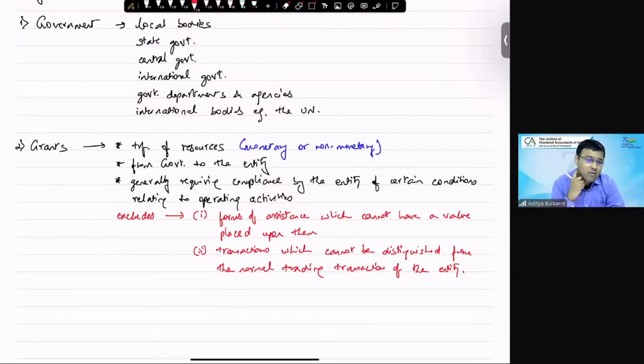Okay. So when we are talking about Ind AS 20, whose books are we going to report? Obviously, the entity's books. Who is the entity? The entity receiving the grants. So Ind AS 20 deals with reporting in the books of the entity receiving these grants. Okay. So far, is it clear?